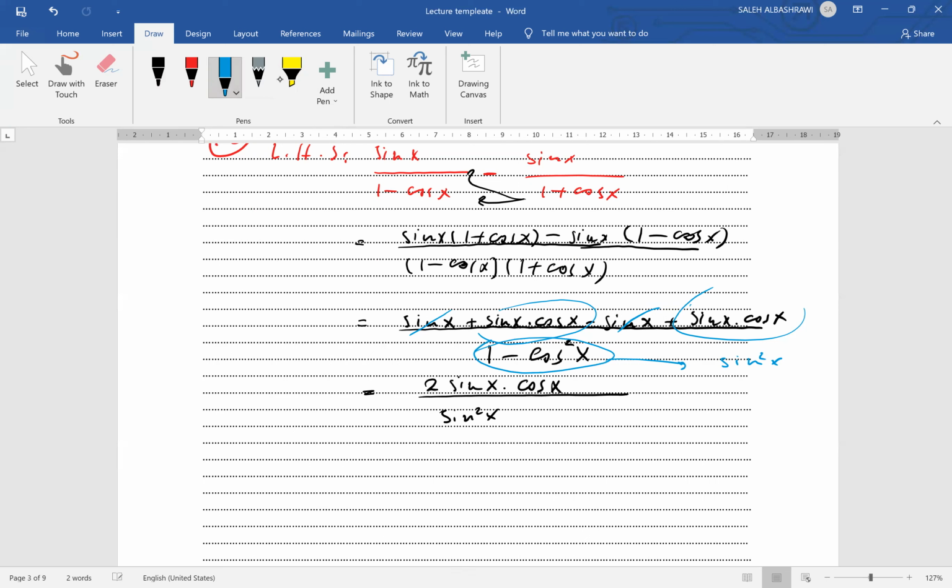Now I can simplify. Take sine with the square, then I will have 2 multiplied by cosine x over sine x. And this is equal to 2 cotangent x, which is the right-hand side. So it is verified. So the left-hand side equals the right-hand side.